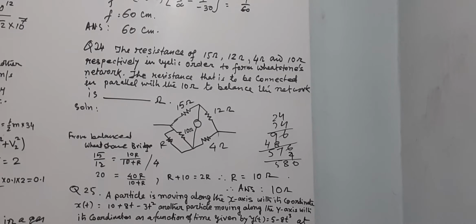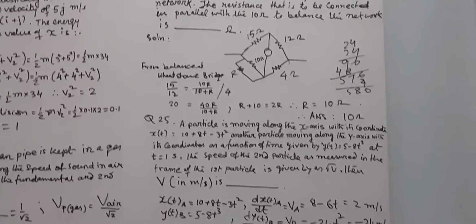According to the question, under balanced Wheatstone bridge conditions, we know 15 by 12 equal to 10 R over 10 plus R divided by 4. From here solving we can get R equal to 10 ohm. Now next question is 25.